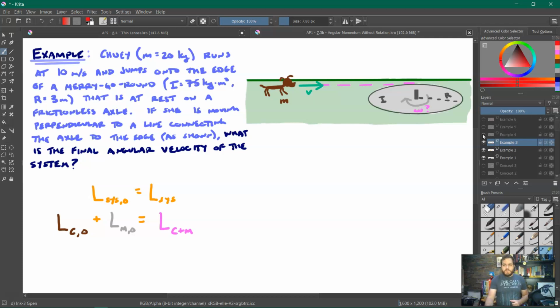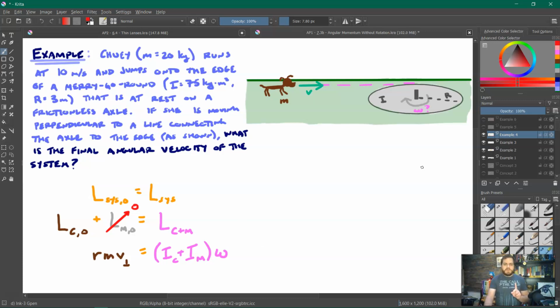Now, if we look at this, well, what is Chewy's initial angular momentum? Well, that's just going to be R M V perpendicular, and we have all of those pieces of information. The angular momentum initially of the merry-go-round is 0 because it is not rotating initially, and the angular momentum of the two combined. Now, remember, we can figure out the rotational inertia of a system by just adding them together. So this would be equal to the rotational inertia of Chewy on the merry-go-round plus the rotational inertia of the merry-go-round itself, times the angular velocity of this system, because L is also equal to I omega.